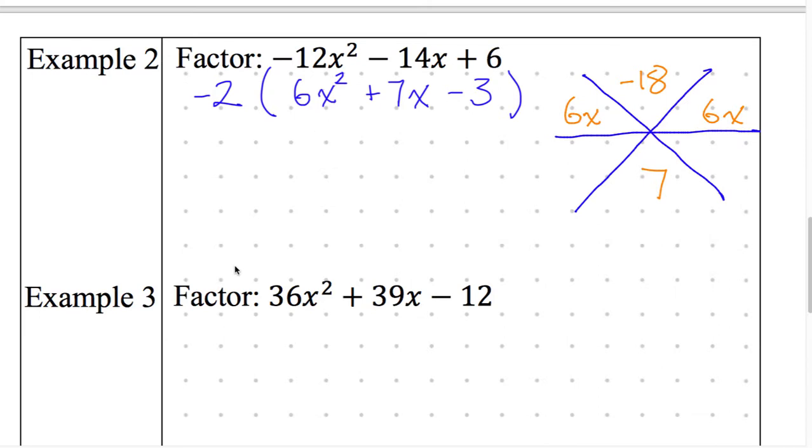All right. So now I have to figure out what times what is negative 18, and that same what times what has to add to a positive 7. So what times what is negative 18? Anyone got an idea? I got 2 hands so far. I'm looking for more hands.